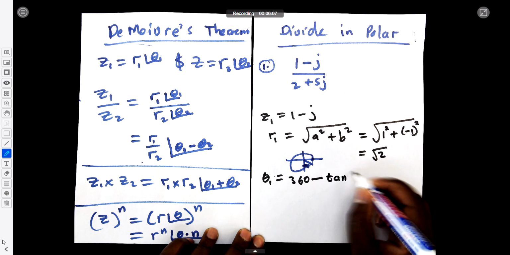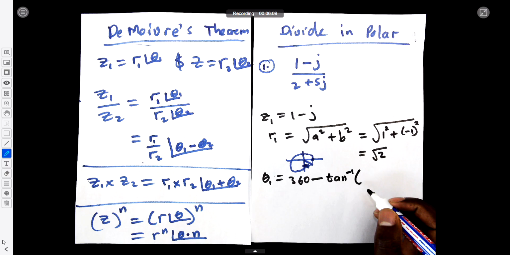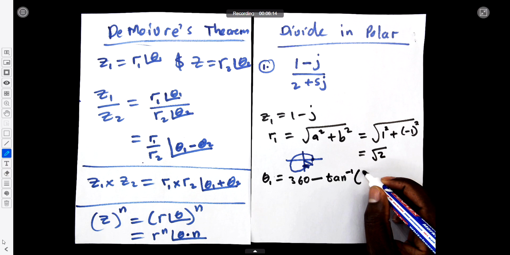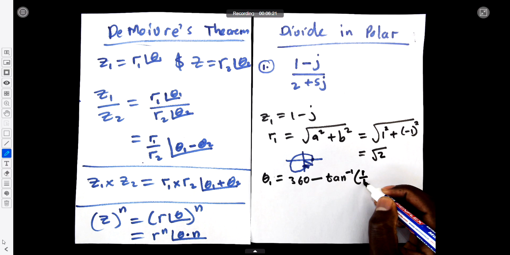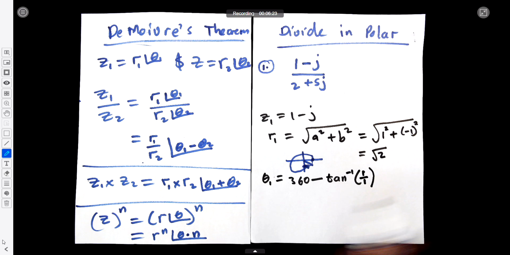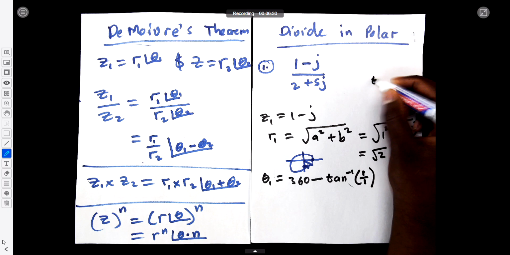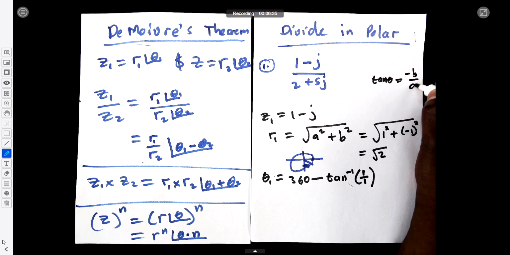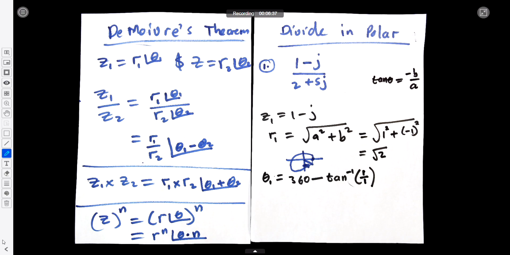Therefore, it must be arctan of b over a. The formula to get theta is b over a. So what is b? b was minus 1, right? But why did I say we're going to use the positive ratio? So 1 over 1. So this 360 minus answers the negative that we're going to have, because in one of the exercises it said that if the ratio of tan theta is equal to, let's say, negative b over a, we are going to project at 360 minus the acute angle there.